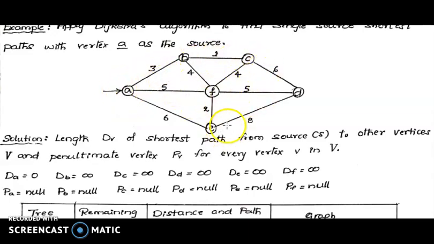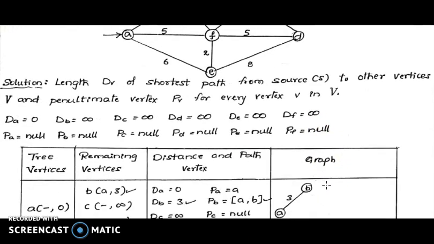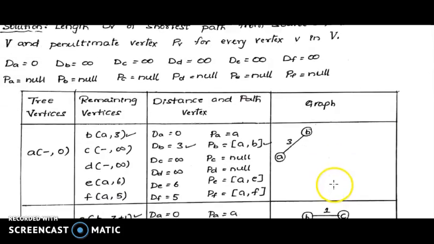So let us see how to find it. Initially, d of A is equal to 0, d of B is equal to infinity. All the other vertex distances we are going to mention as infinity, meaning initially we don't know any of the distances. Then the path from the source vertex to all the remaining vertices we are initializing to null. Once after this, we will go for plotting a particular table.